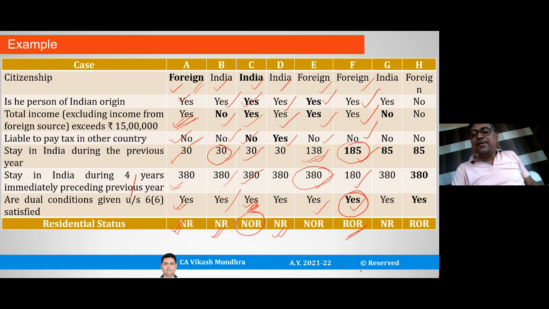Number G. Citizenship Indian. He is a person of Indian origin, yes. Income exceeds rupees 15 lakh, no. Liable to pay tax in any other country, no. Stay in India during the previous year for 85 days. Stay in India in the preceding 4 years, 380 days. Dual condition satisfied, yes. What will be the residential status?